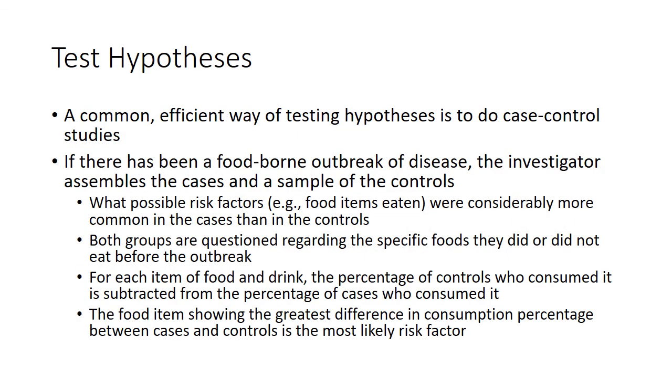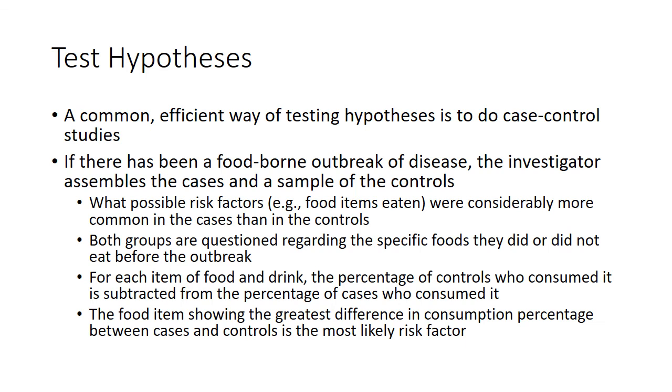So one common, efficient way to test our hypothesis is basically to do a case control study. Again, this is a retrospective sort of study. If there has been a foodborne outbreak of disease, we can assemble cases, people who actually developed disease, and then a sample of controls, people who did not develop disease. Then we can go back and look for possible risk factors. If you think it's a foodborne outbreak, look at common sources of food that were eaten, or maybe foods that were eaten by the cases that were not eaten by the controls. So if it's considerably more common that all the cases were eating spaghetti versus all the controls were not, then that may lead you to think, hey, maybe it's the spaghetti.